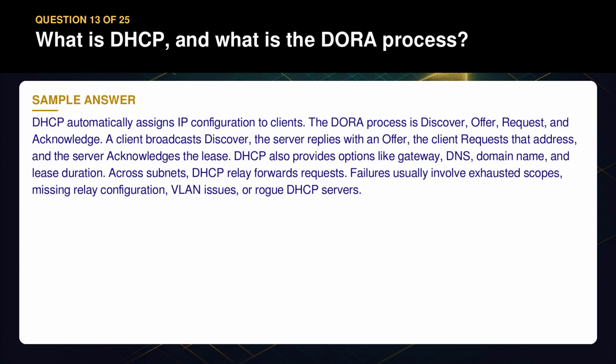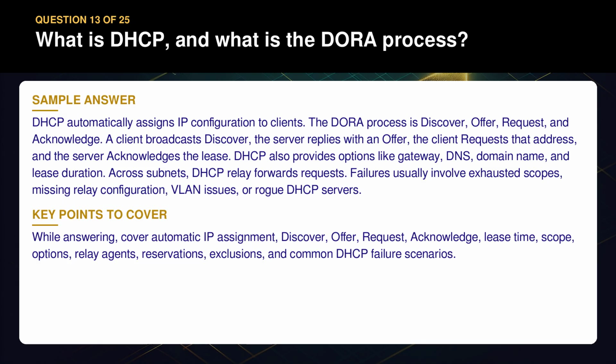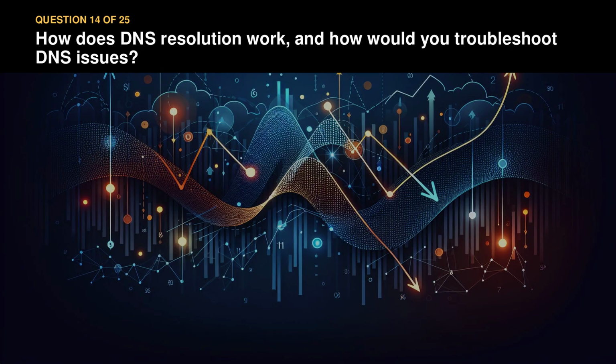DHCP also provides options like gateway, DNS, domain name, and lease duration. Across subnets, DHCP relay forwards requests. Failures usually involve exhausted scopes, missing relay configuration, VLAN issues, or rogue DHCP servers. While answering, cover automatic IP assignment, discover, offer, request, acknowledge, lease time, scope, options, relay agents, reservations, exclusions, and common DHCP failure scenarios. Question 14.